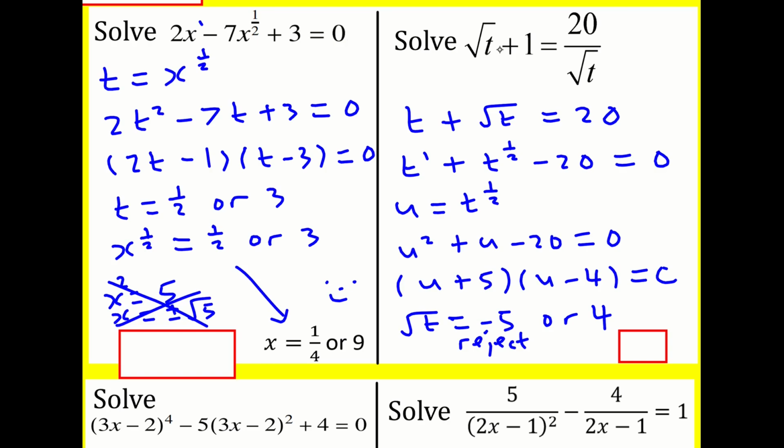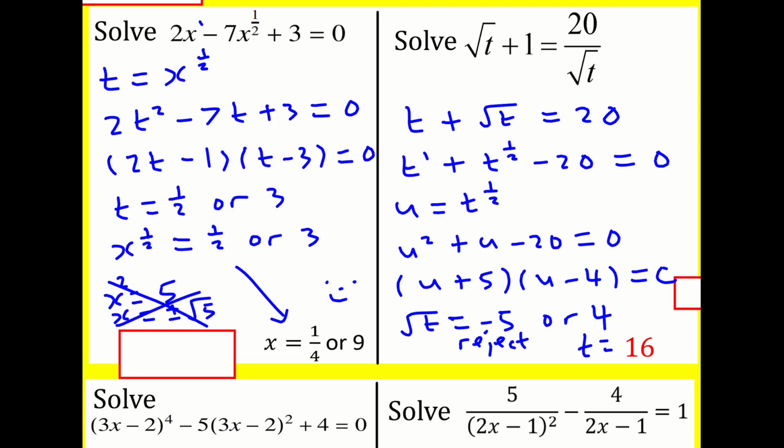If you try and put minus 5 into the original, that's probably the easiest way of seeing it. You'll be taking the square root of minus 5, and you just can't do that in the real number system. So we reject it. Instead, we're going to get 4, which you can see does work. That's going to be 4 plus 1 equals 20 over 4. That does work. We need to then square it, so we're going to square it and get just the one answer. t equals 16. Hopefully you're happy with that.